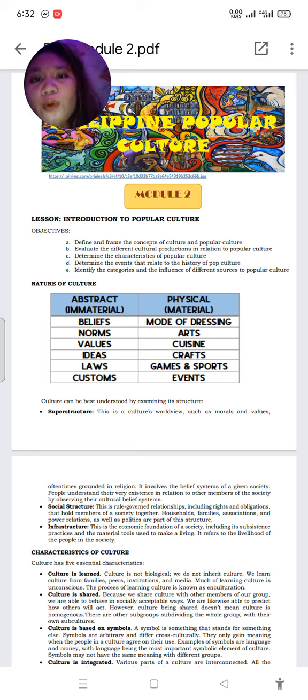So, nature of culture. We have two, abstract and physical. So, abstract or immaterial. So, that is the beliefs, norms, values, ideas, laws, and custom of the society. So, physical or material. Kumbaga, nahawakan. So, mode of dressing, arts, cuisine, crafts, games, and sport events.